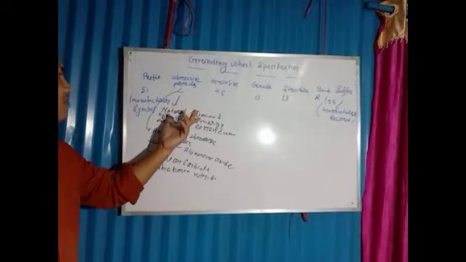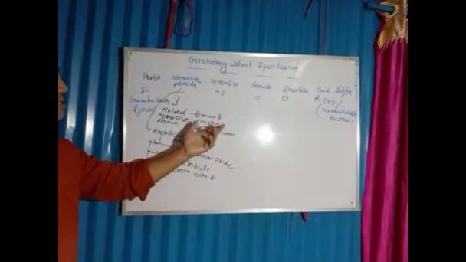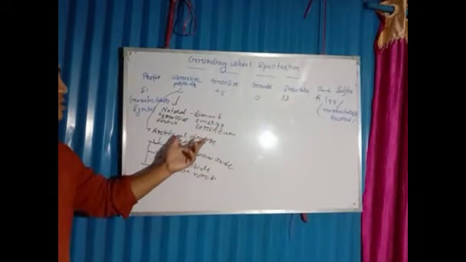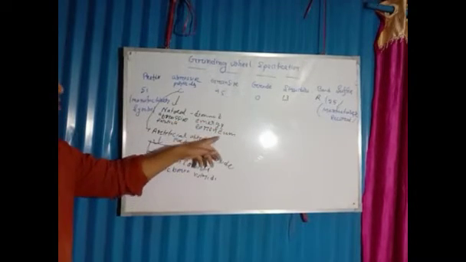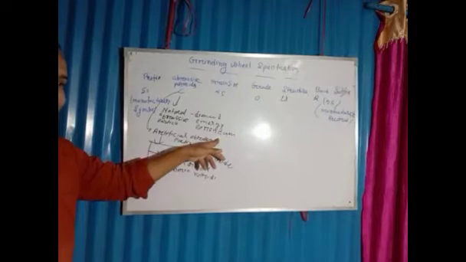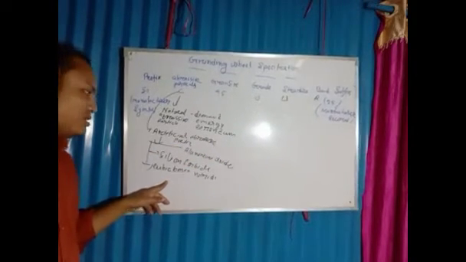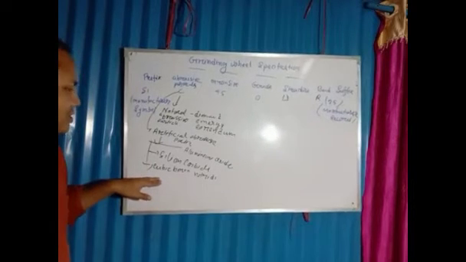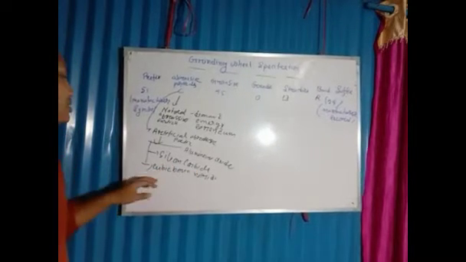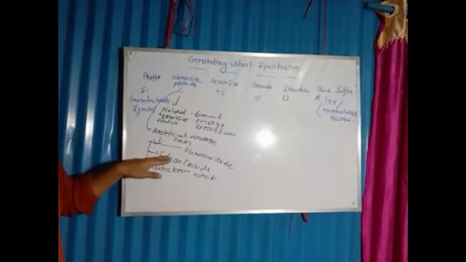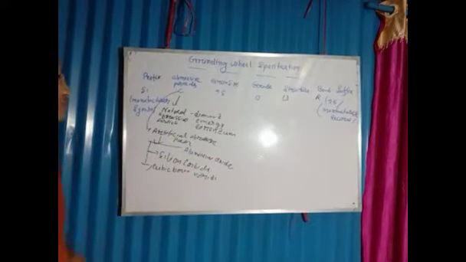The natural abrasive particles are diamond, emery, and corundum. These are the natural abrasive particles. And the artificial abrasive particles are silicon carbide, cubic boron nitride, and aluminum oxide.